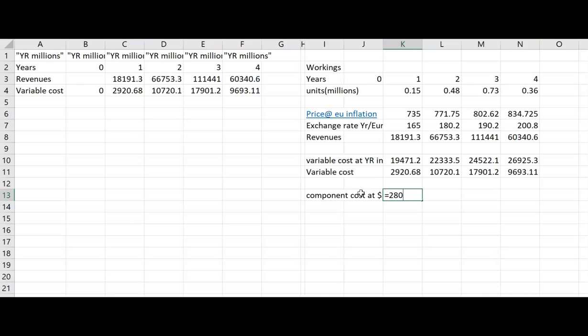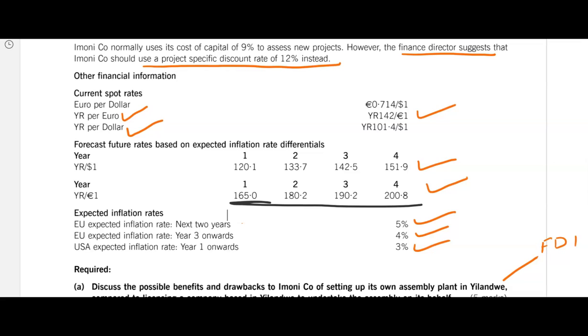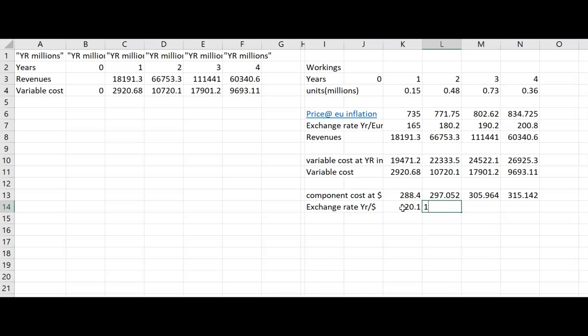280 into 1.03, and every year it will increase with 1.03. But if I multiply component cost with the units, answer will be in dollars, but I need answer in YR. So I need exchange rate, that is YR over dollar. And it is given here: YR over dollar 120.1, 133.7, 142.5, and 151.9.